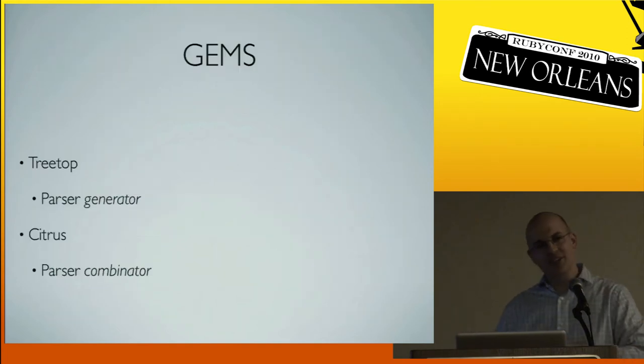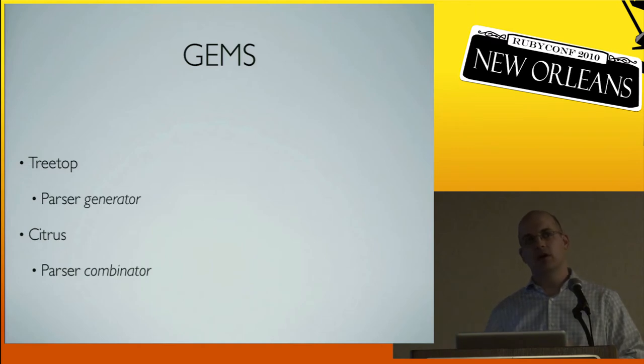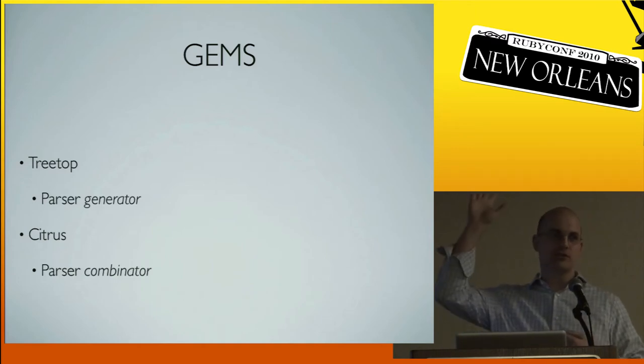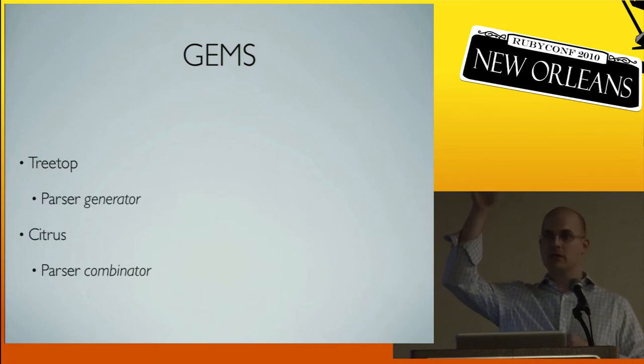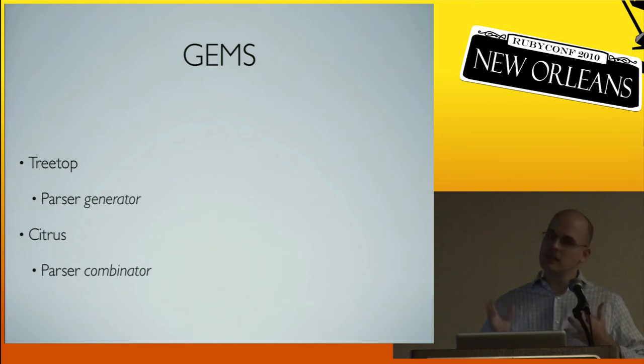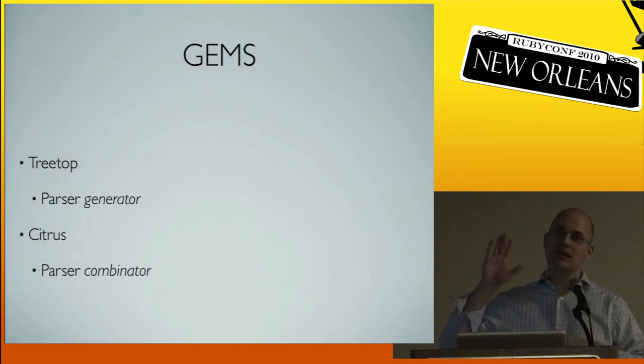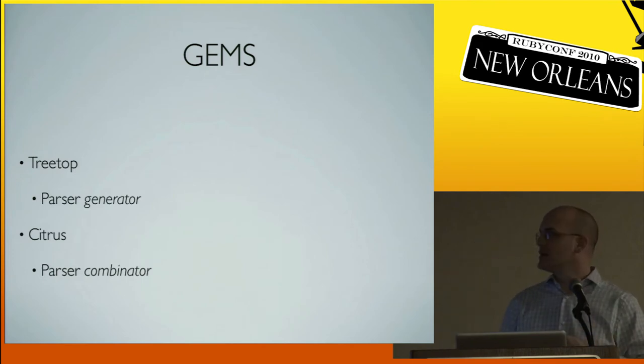Okay, so the gems that we're talking about today, there are two gems that I am aware of that do parsing expressions in Ruby. The first one is Treetop. Who here has tried to use Treetop for a project? Right on, awesome. I've tried to use Treetop as well. It didn't go so well. I had a couple of problems with it, and so I wrote Citrus. I'm not here to bash Treetop. I just want to kind of discuss some of the differences between them and move right along.